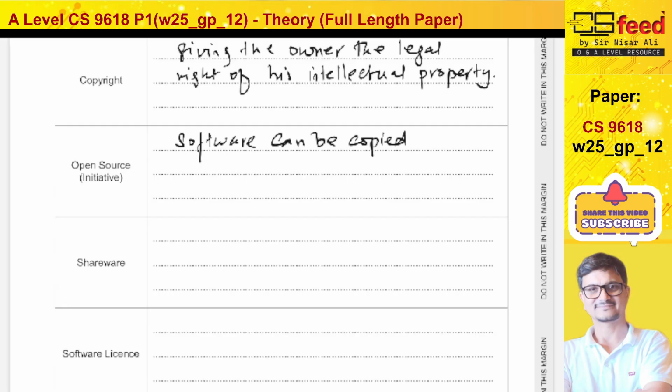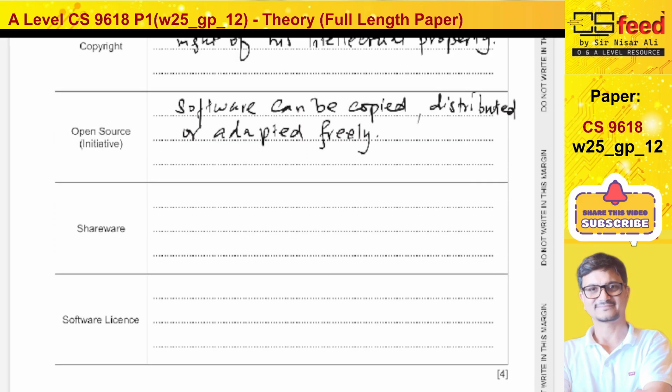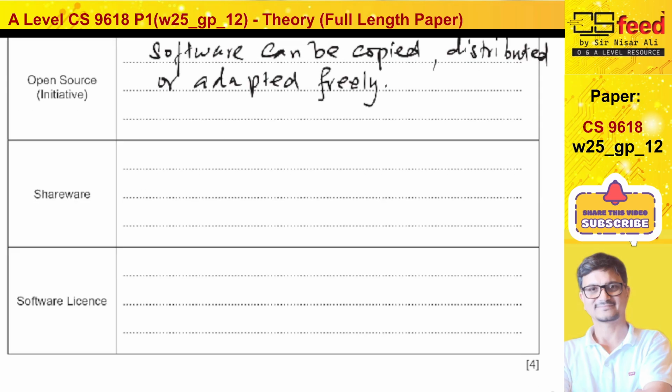Open source. Open source means the software can be copied, distributed or adapted freely. So there is no restriction on the software to not copy, not distribute or not adapt. All these things, copying, distribution, redistribution, and adaptation, can be done free of cost.